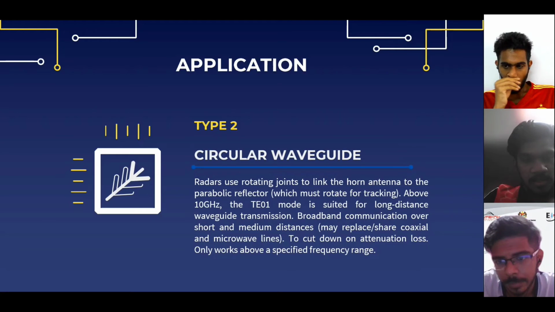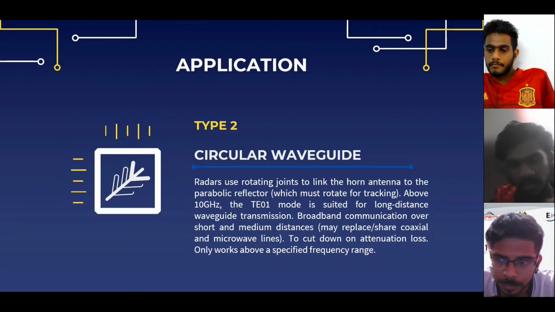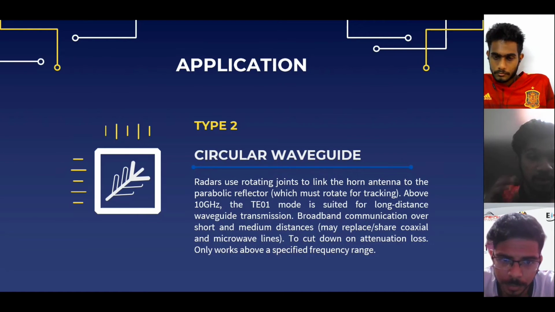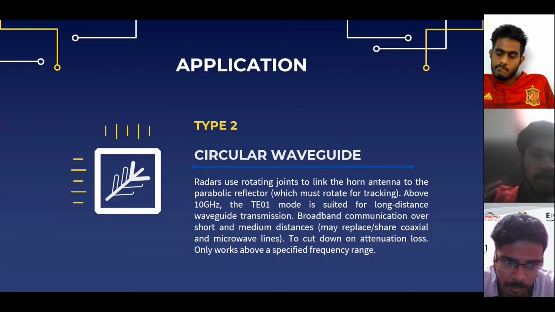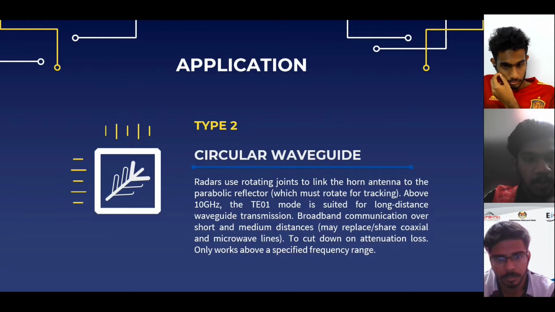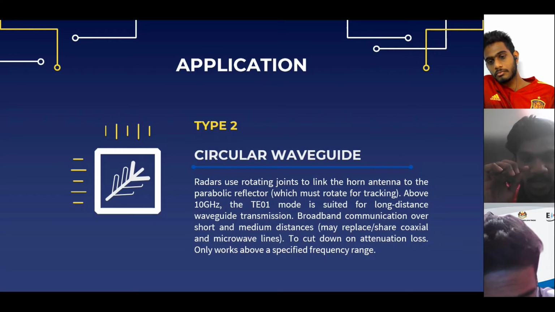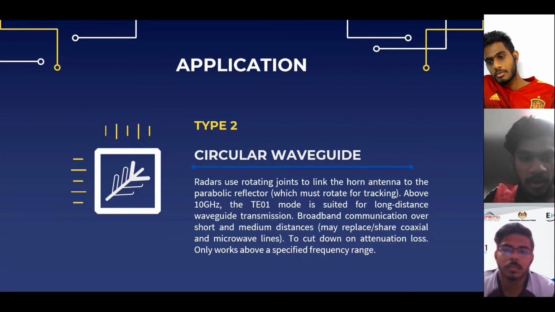Move on to the next, the circular waveguide. The circular waveguide is the same as the rectangular waveguide, but the shape is circular. Radar uses rotating joints to link the horn antenna to the parabolic reflector, which rotates for tracking. As I just said, the circular waveguide is cylindrical, round in shape inside, so that's why it can rotate for tracking.